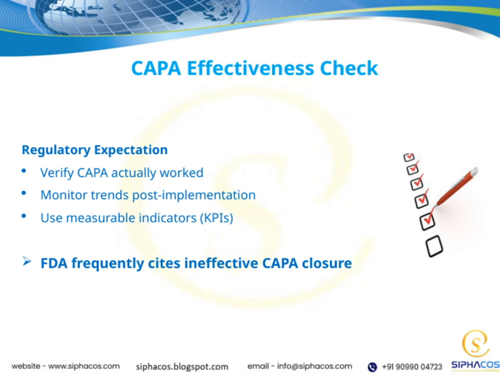Using measurable indicators, like KPIs, is key here. These metrics help us objectively assess whether our CAPA is effective or if adjustments are needed. The FDA often emphasizes this point, frequently citing cases where CAPAs were closed prematurely or ineffectively. That's why, when conducting a CAPA effectiveness check, thorough validation is essential. In essence, a robust CAPA process isn't just about fixing issues. It's about ensuring those fixes hold up over time through diligent monitoring and measurable success criteria.